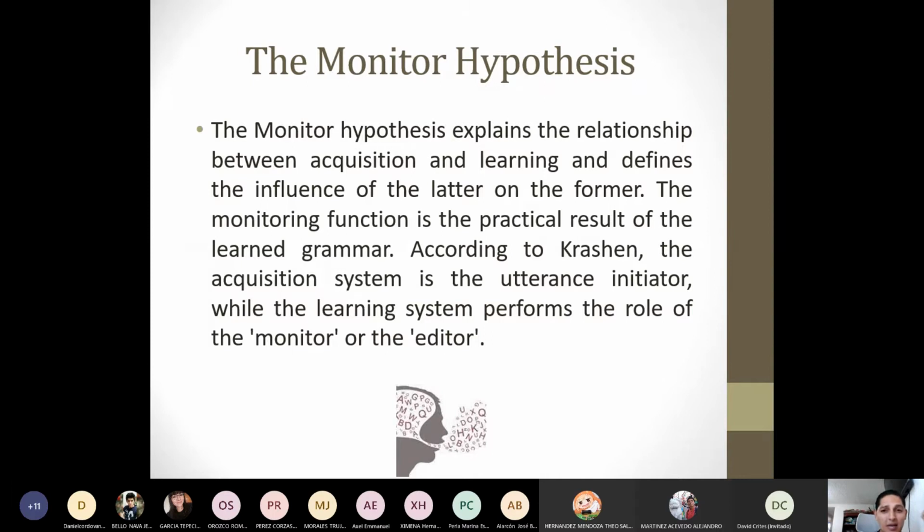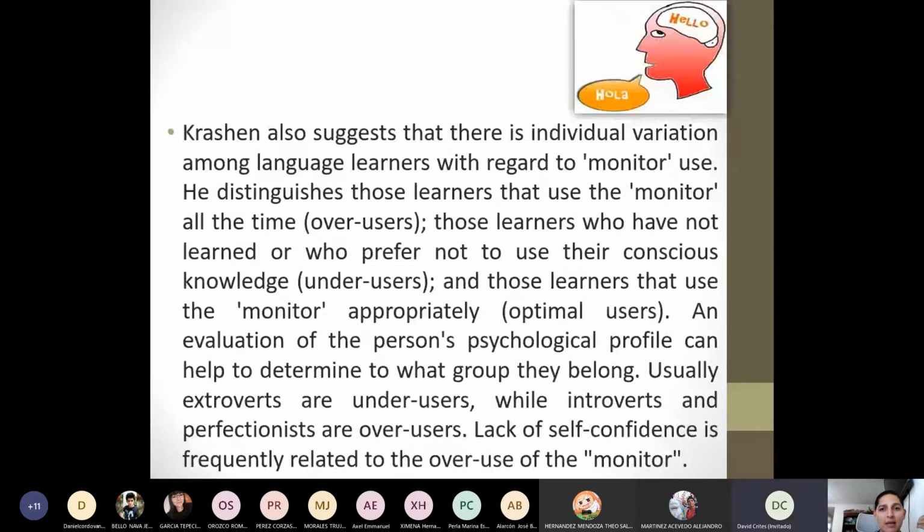This language acquisition device is a natural born skill in human beings. So for Krashen, the acquisition system is there on one side of your brain. This is an analogy, while the learning system performs the role of the guide and the corrector. It monitors. And then we have different kinds of personalities for the monitor to work. We have monitor users, over users, under users, and balanced users.